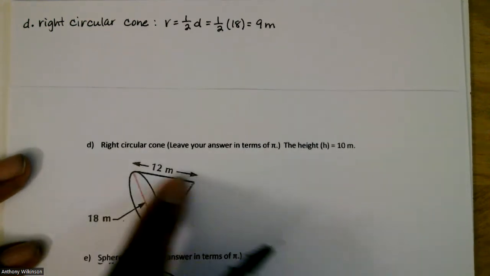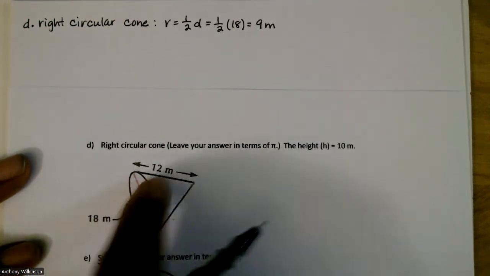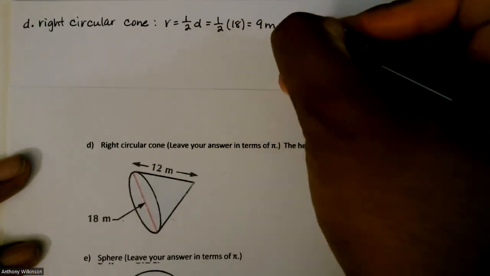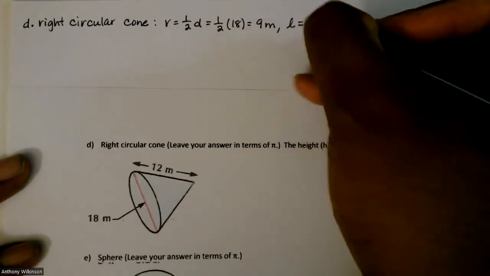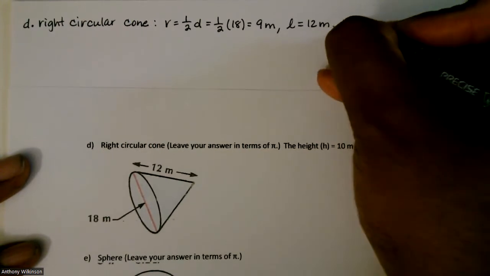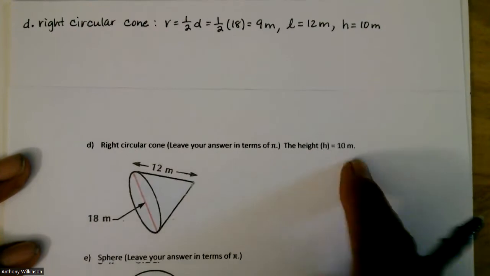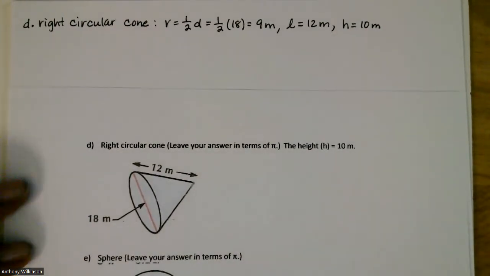And you're given a slant height. This is your slant height right here. That's 12 meters, I'm sorry. And you're told that the height is 10 meters. That's given to you right here in the problem. We'll be using that later.